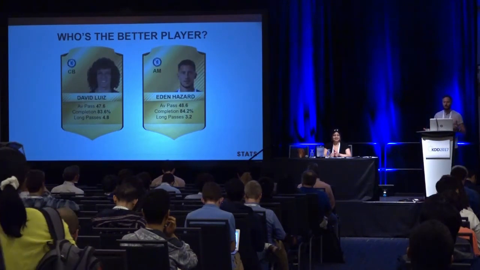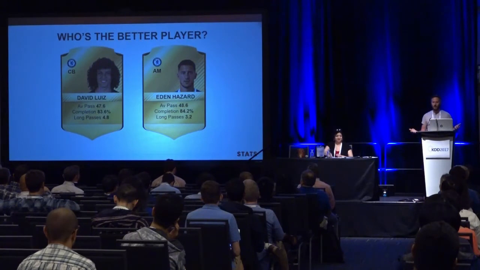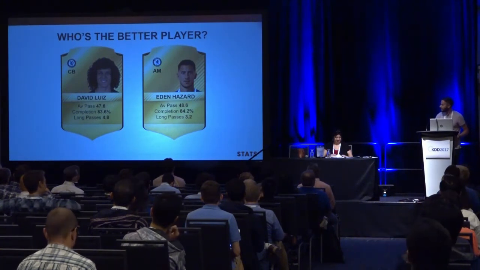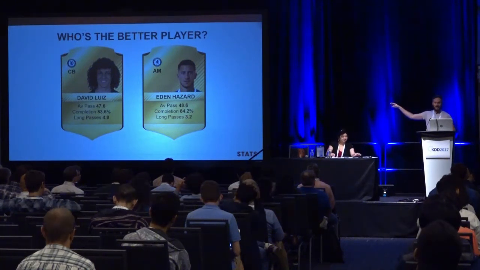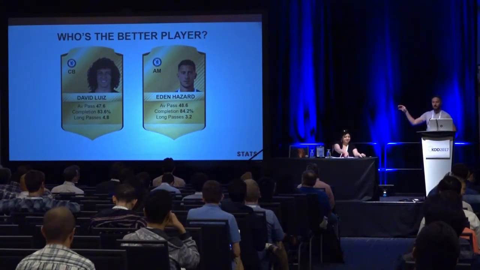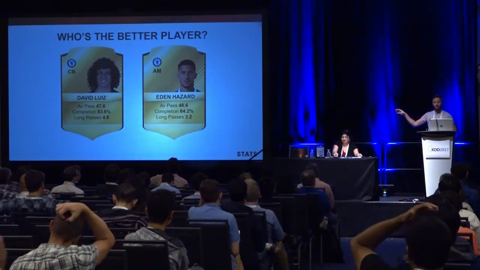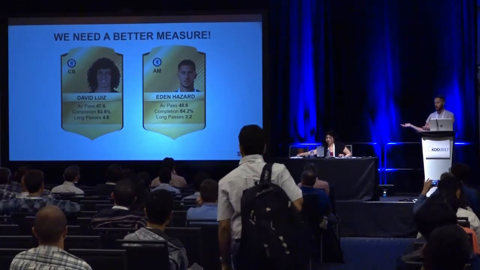However, if I unveil who these players are, suddenly we've got an issue. For those who don't know, the player on the right is Eden Hazard, and he won Player of the Year in the Premier League last season, and is one of the preeminent attacking midfielders in the world. On the left is David Luiz, who is a centre-back, who's very good, but was in the Brazilian team that got beat 7-1 by Germany. So already we need a better measure.